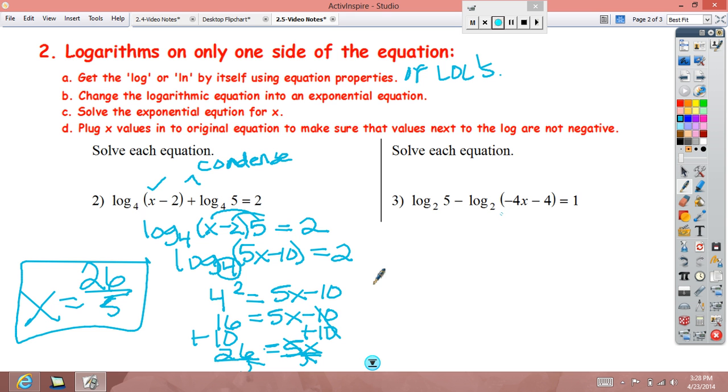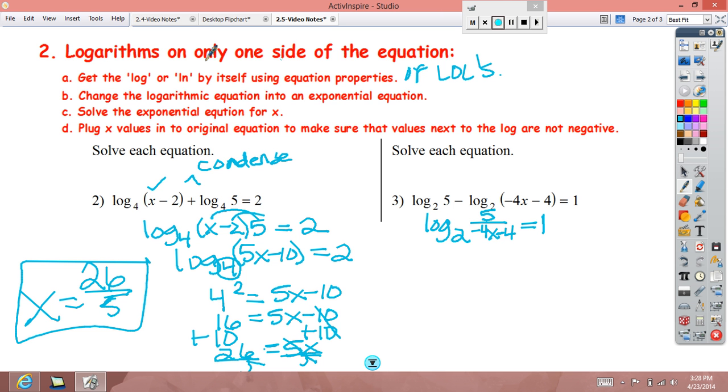Same thing, number 3. I only have logs on one side, and so I need to use the LOLs to condense this into one log base 2. So log base 2, I'm going to start that a little bit closer so I have enough room to write. Log base 2. In number 2, I had a plus. Here I have a subtraction. So this is LOL number 2, right? And so this 5 goes into a division. 5 divided by negative 4x minus 4 equals 1. Okay?